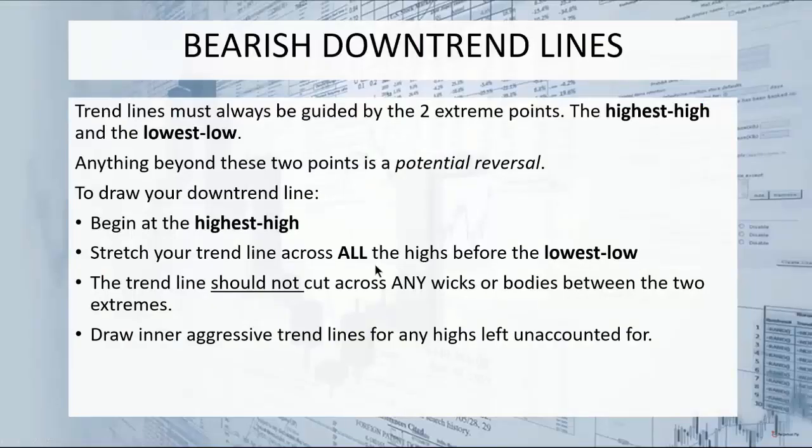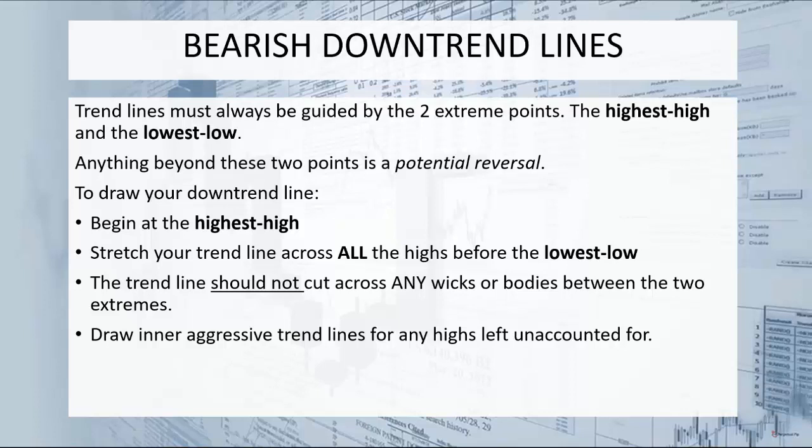For a downtrend, it's the same guiding principle, right? You have to be aware of your two extreme points, except this time it's going to be in the opposite direction. So you want to be aware of your highest high and lowest low. Anything beyond those two points of extreme are potential reversal areas.